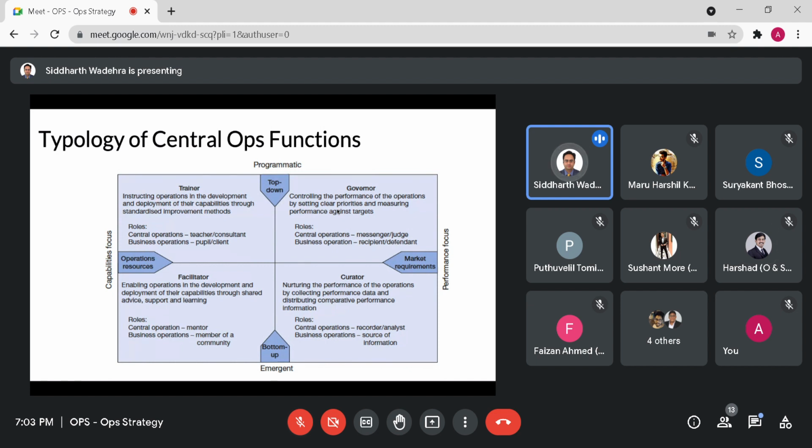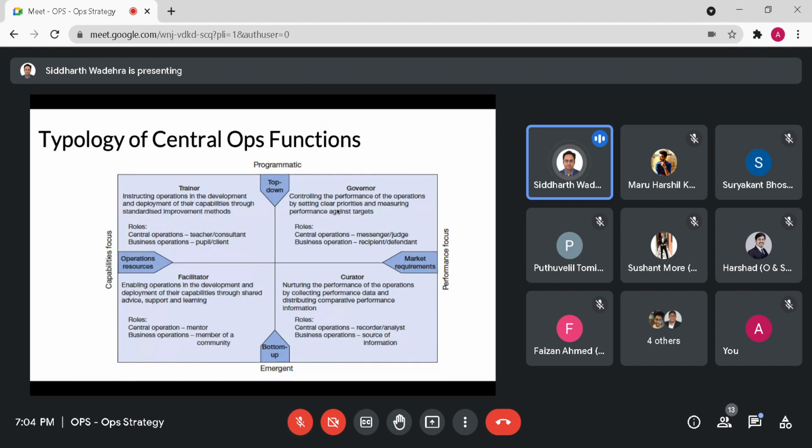All right. Moving on, we have the facilitator, which really looks at building capabilities through shared advice, support, and learning. We realize that there are people who build communities within the organization, which share best practices around some of the tasks they are doing. A lot of Japanese companies, in terms of some of the case studies you must have gone through, Hyundai, Toyota, really look at a facilitator kind of role.